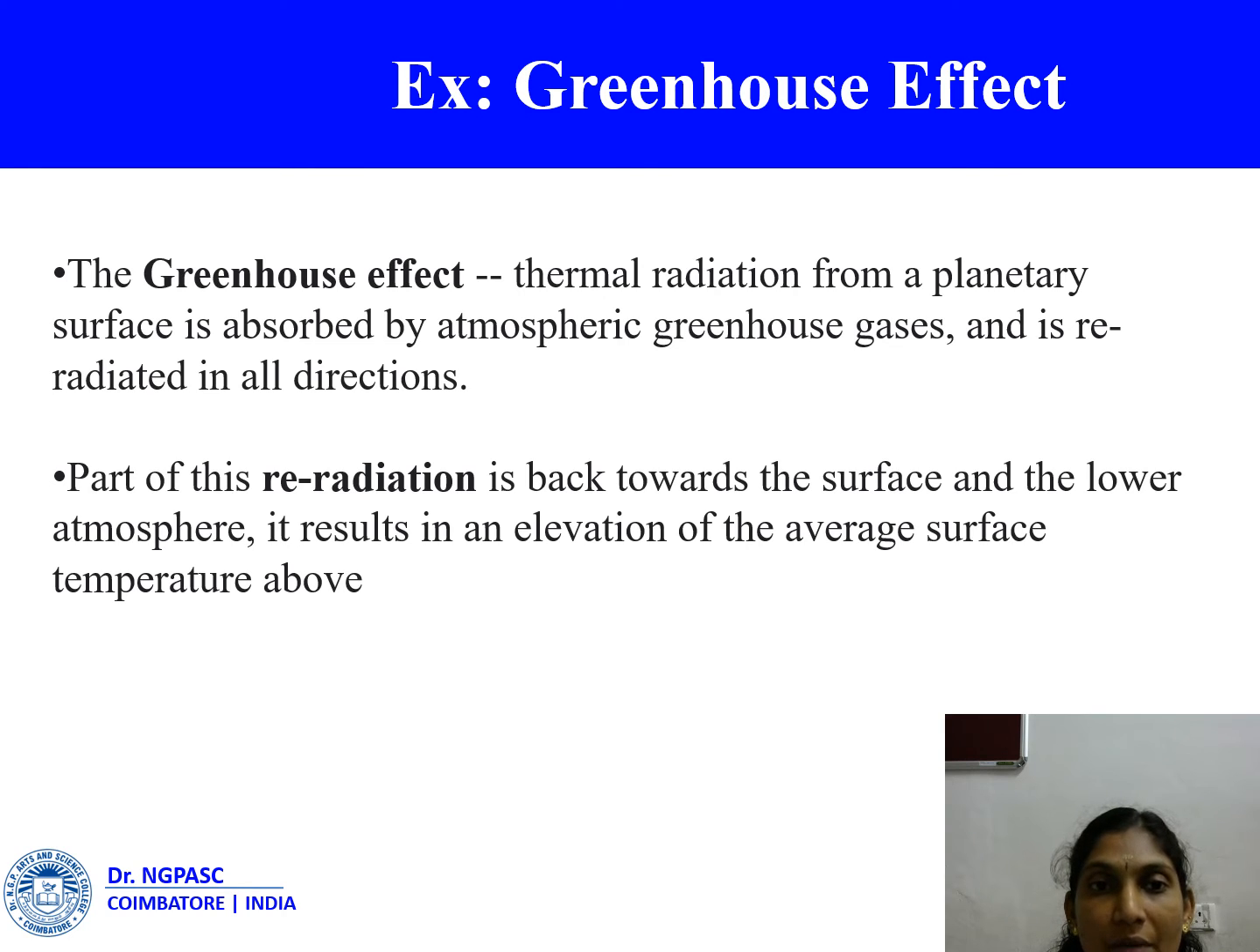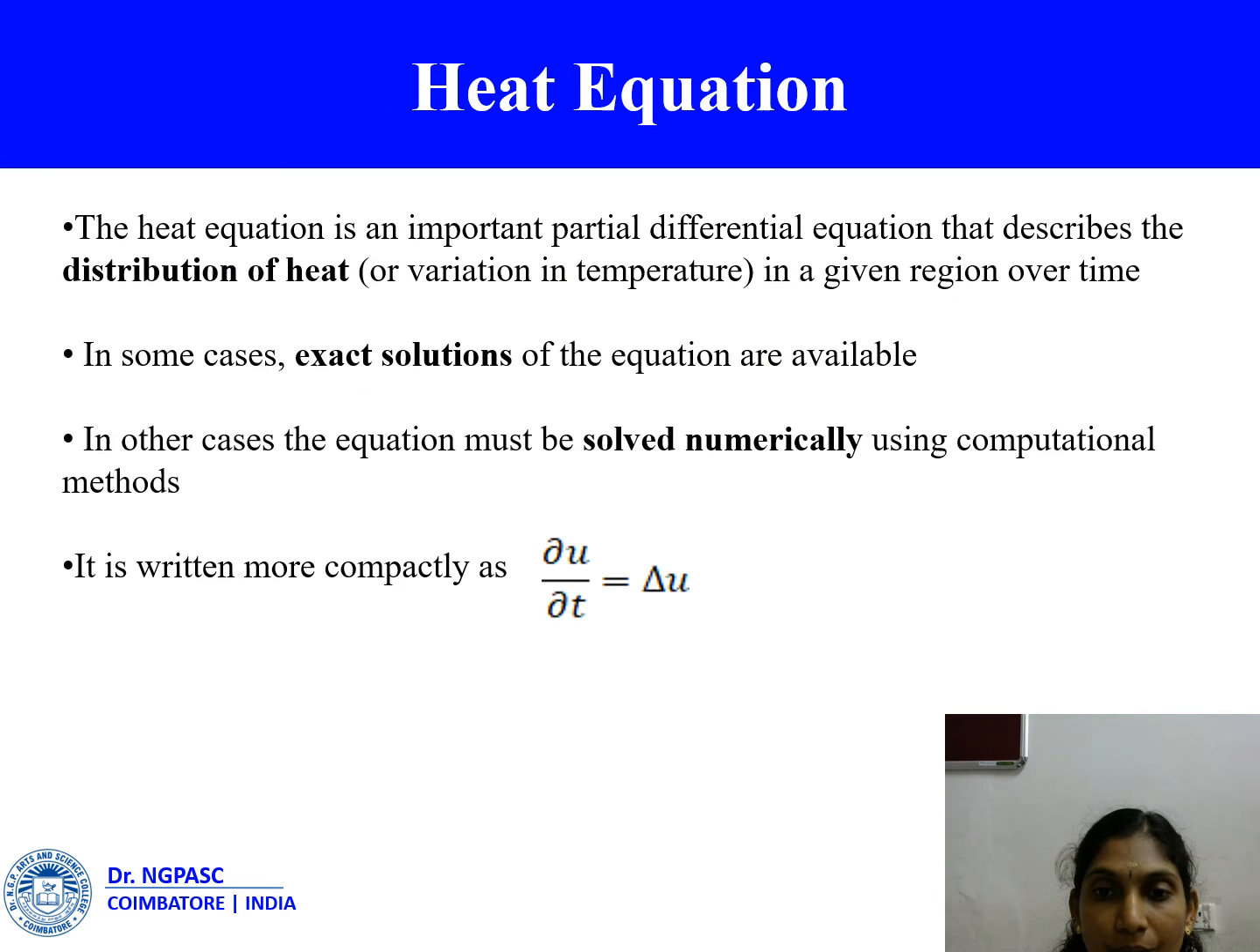The greenhouse effect is the process by which the thermal radiation from a planetary surface is absorbed by the atmospheric greenhouse gases and is re-radiated in all directions. Since part of this re-radiation is back towards the surface and the lower atmosphere, it results in the elevation of the average surface temperature above what it would otherwise be.